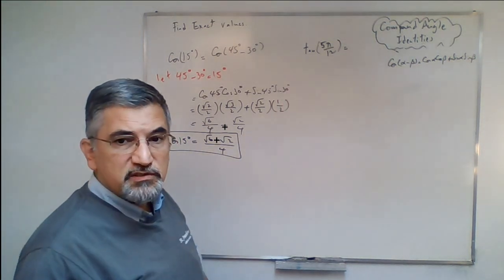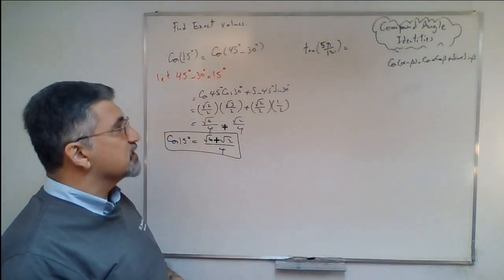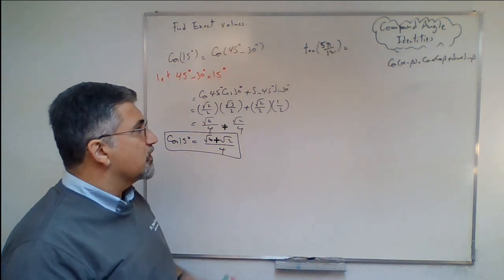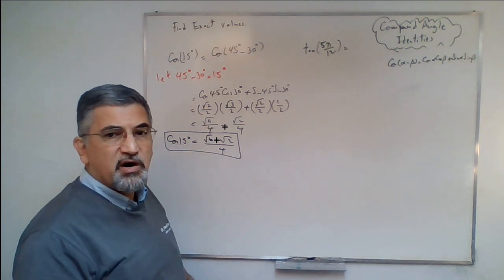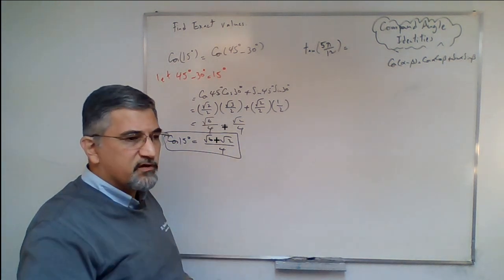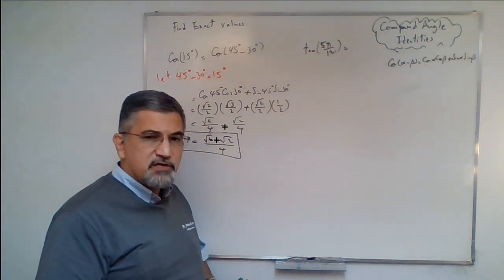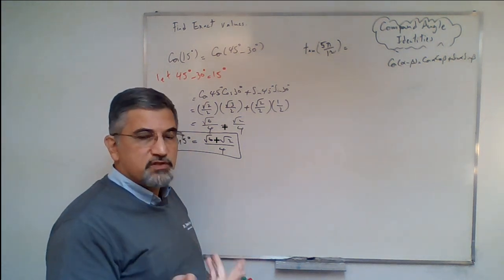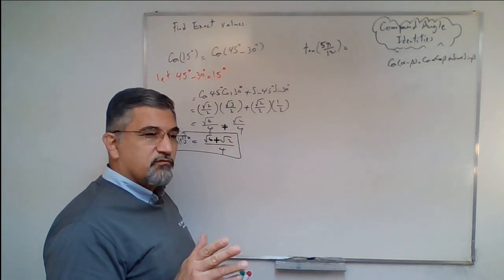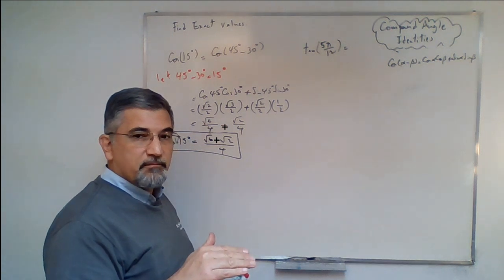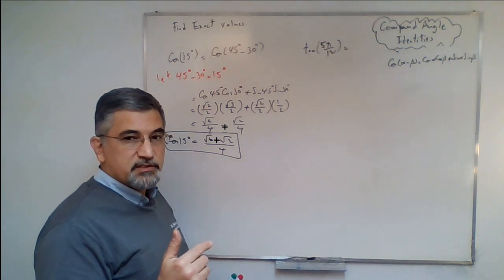This next example is tangent of 5 pi/12. This time it's not in degrees, it is in radians. I think you already know, most likely, 5 pi/12 radian is actually 75 degrees. And when you think about it, 75 degrees can be broken down as 45 degrees plus 30 degrees, I guess, right?